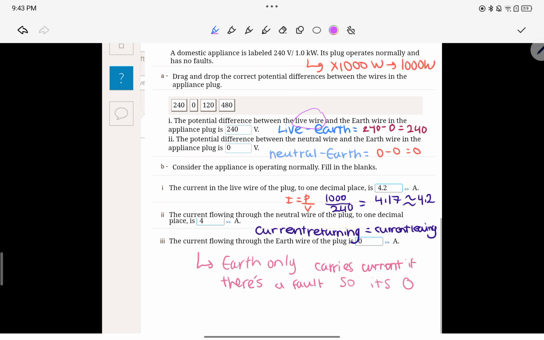They said live wire and earth wire, so I have to do 240 minus 0, you'll get 240. And they said neutral wire and earth wire, so 0 minus 0. This one is pretty straightforward.